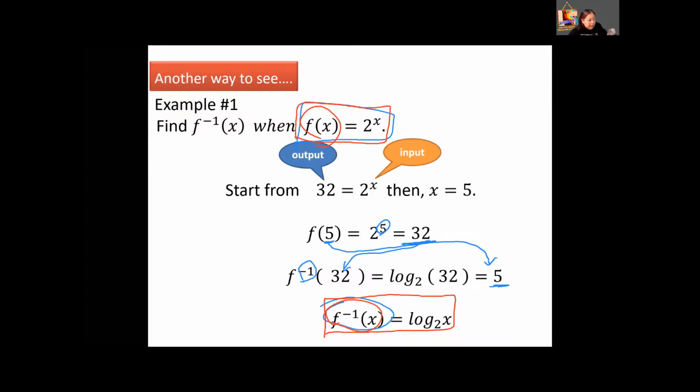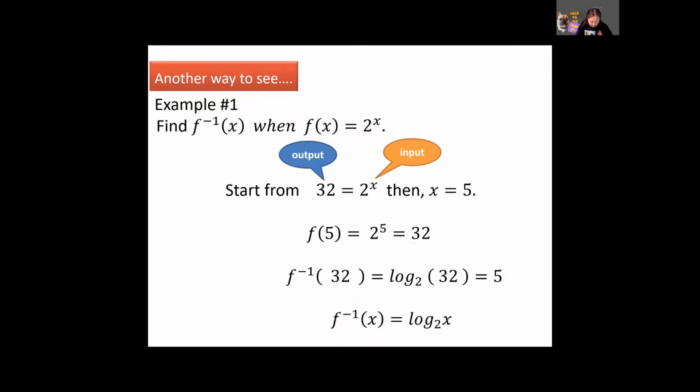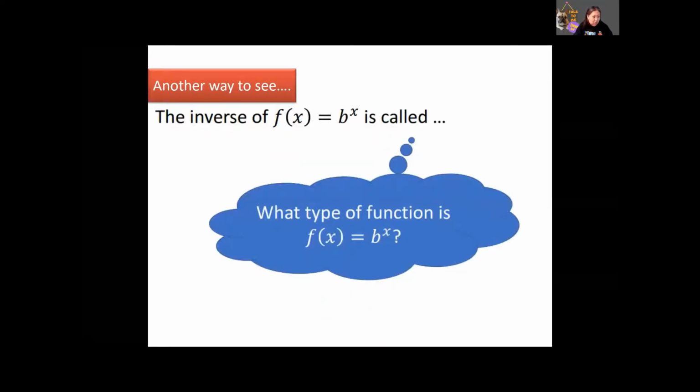Okay, this might be a little bit too much for you guys to process if you don't get this right away, but don't worry. The next slides are giving you some thought bubbles. They throw these questions at you for you to go through and make sense of.